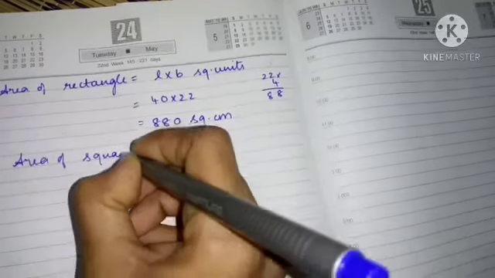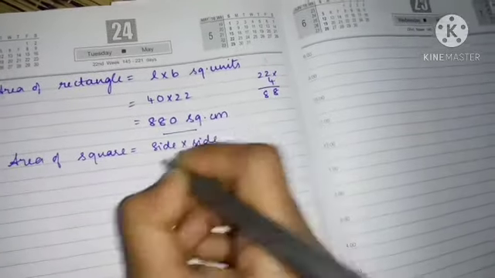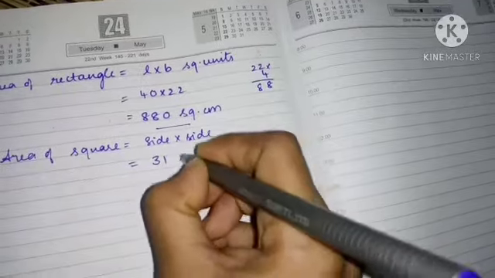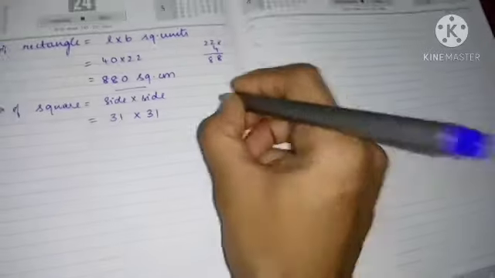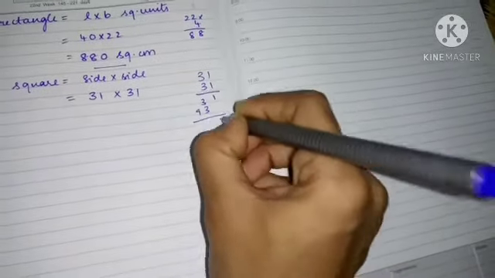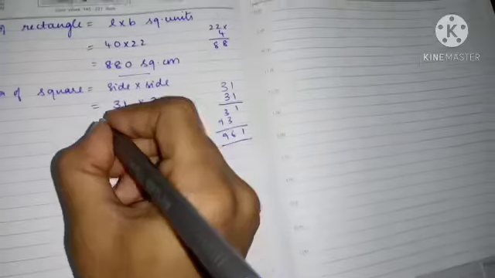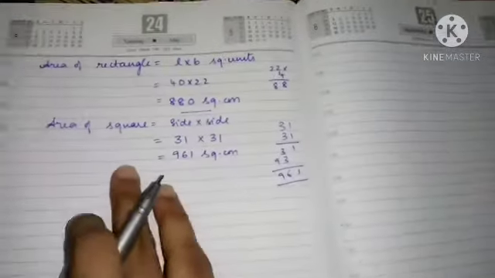area of the square. What is the formula? Side into side. What is the side? 31 centimeter. So 31 into 31. 1, 3, 3, 3 3s are 9, 1, 6, 9. So 961 square centimeter is the area of the square.